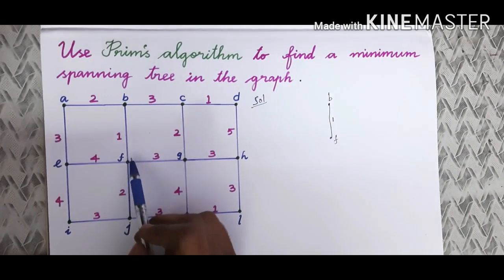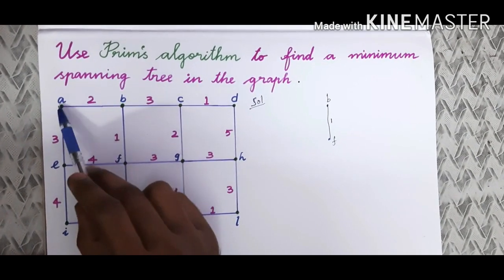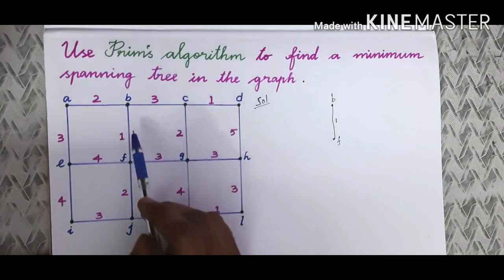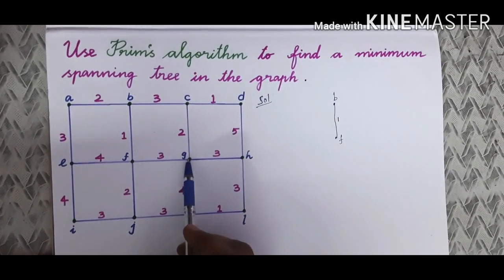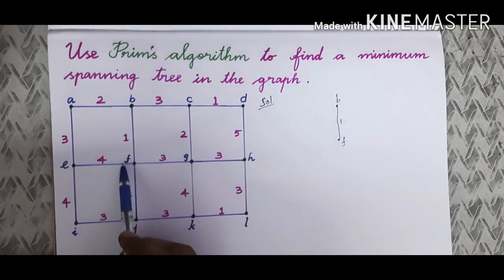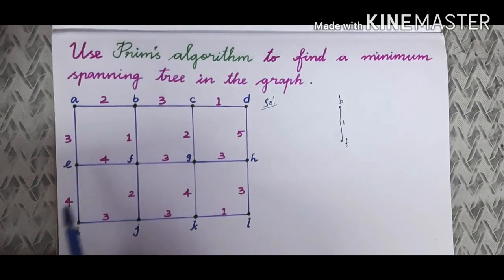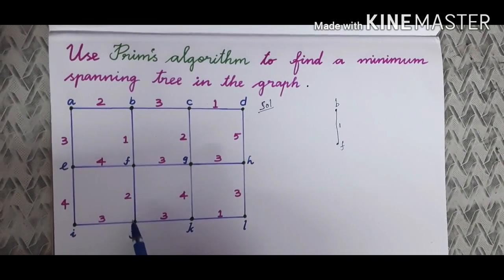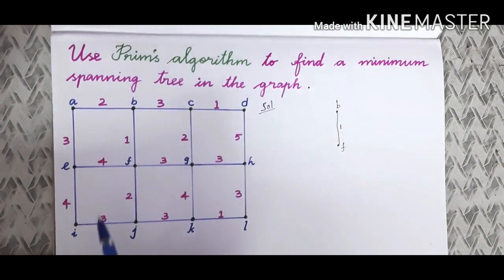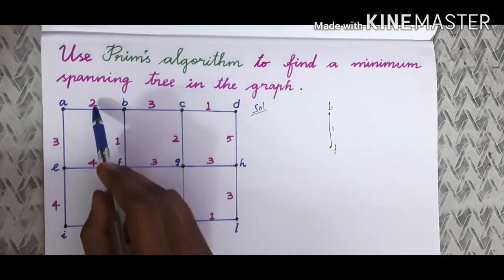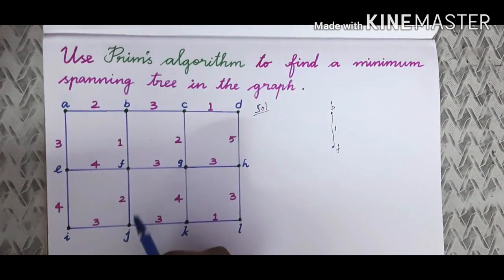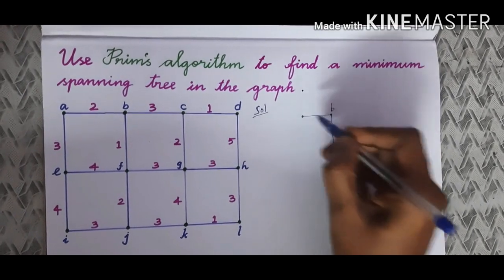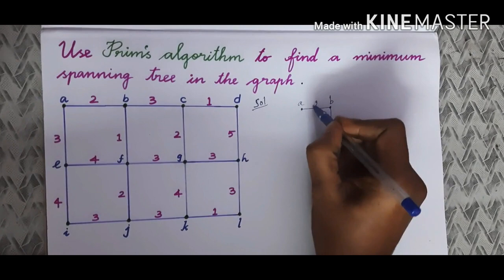So from BF, either you can go to A, the weight is 2, to C, the weight is 3, or you can go to G, weight is 3, and to E, the weight is 4, or you can go to J, the weight is 2. So the least weight is 2 here and 2 here. You can either choose this or choose this. So I choose to go to A. The weight is 2.